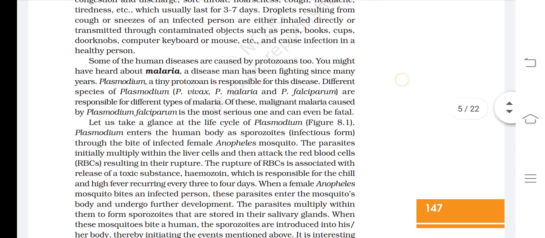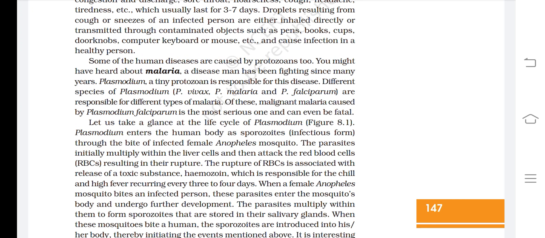Some of the human diseases are caused by protozoans too. You might have heard about malaria, a disease man has been fighting for many years. Plasmodium, a tiny protozoan, is responsible for this disease. Different species of Plasmodium, Plasmodium vivax, Plasmodium malariae, and Plasmodium falciparum, are responsible for different types of malaria. Of these, malignant malaria caused by Plasmodium falciparum is the most serious one and can even be fatal.